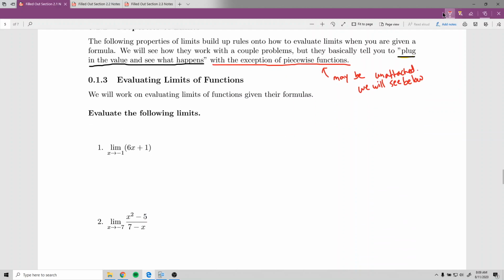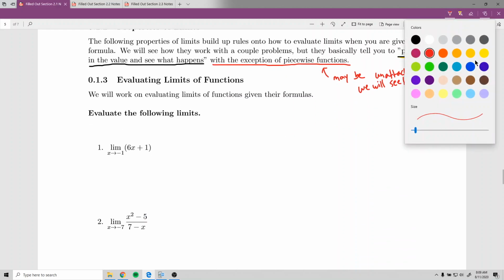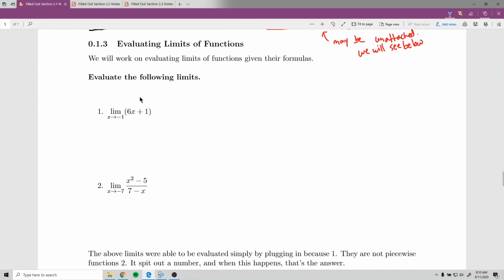Okay. All right, but with that, I'll break down these first couple here, and I'll even show you with the graph on the first one, since the number will work out pretty well. So if we want to figure out the limit as x goes to -1 of 6x plus 1, the first thing to do is notice this is not piecewise, which means we want to just plug it in right away.